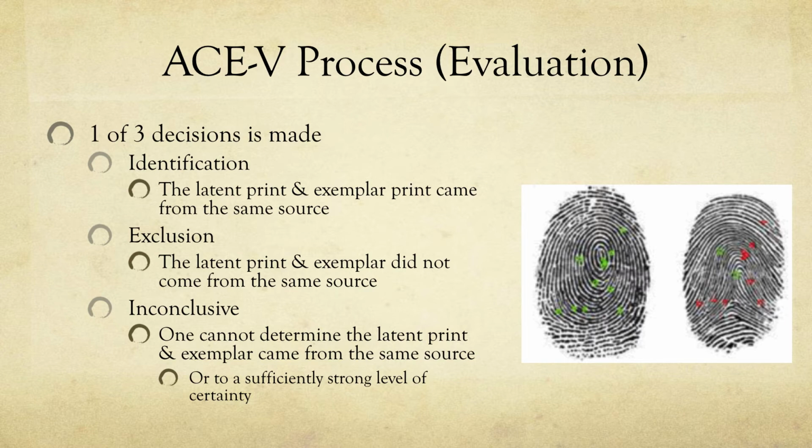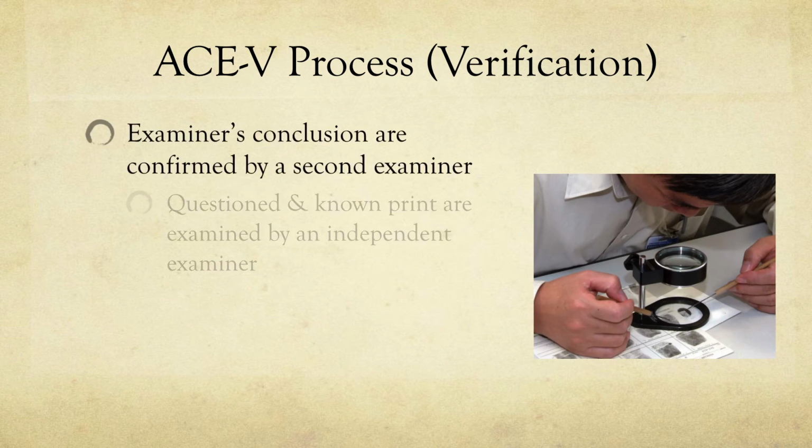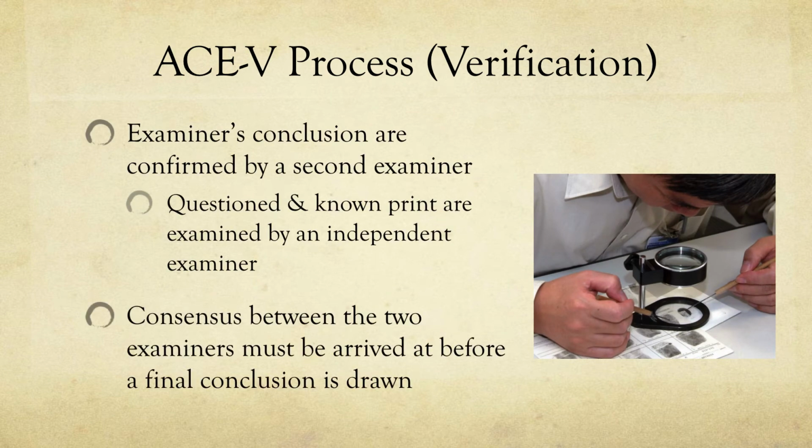So once one of those decisions is made, typically identification, it then moves into the verification process. And this is the examiner's conclusions have to be confirmed by a second examiner. So that second examiner has to take the question print and the known print and identify it. The consensus between the two examiners needs to be arrived at before a final conclusion is drawn. And it's either confirmed by the second examiner that they are a match, or it is denied.